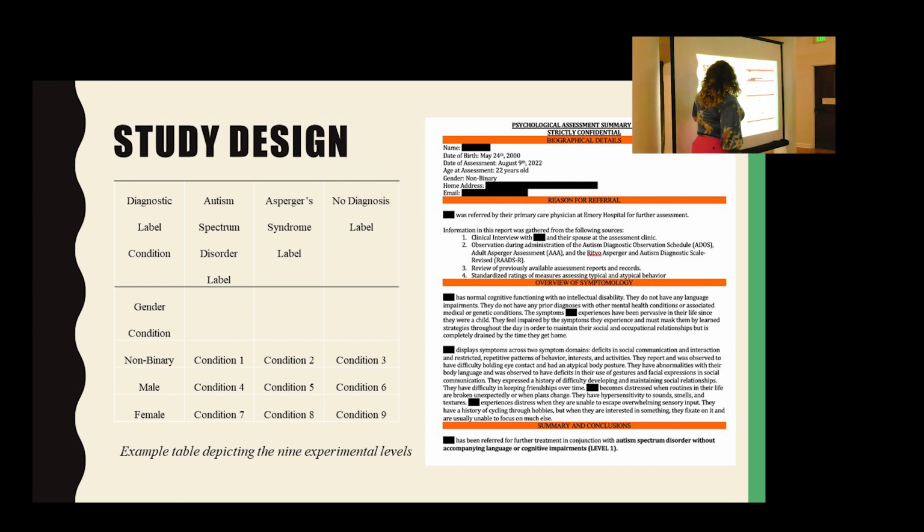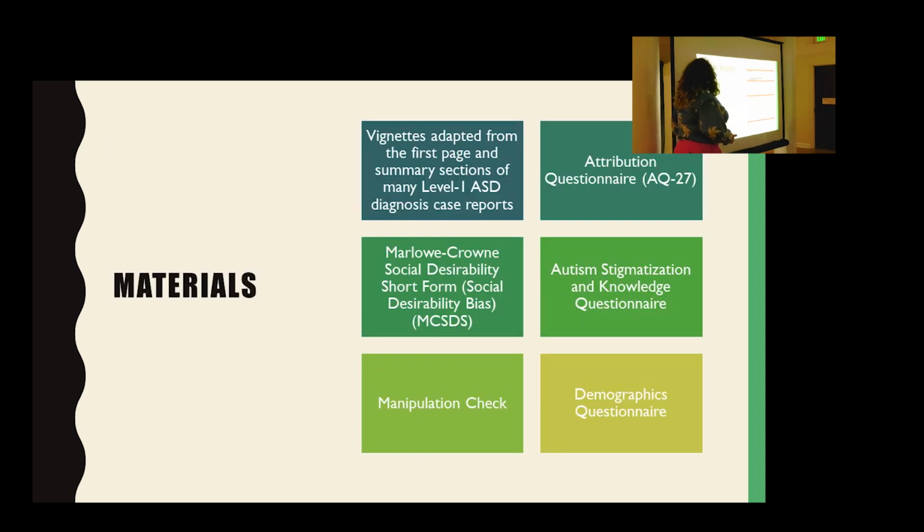And there were 9 conditions. I had 2 independent variables. My study was a completely between subjects 3x3 design, so all of the conditions had different people. There were 3 levels of my diagnostic label condition variable, which were level 1 ASD, Asperger's syndrome, and no diagnosis label as a control. And then my gender condition also had 3 levels, which were non-binary, male, and female.